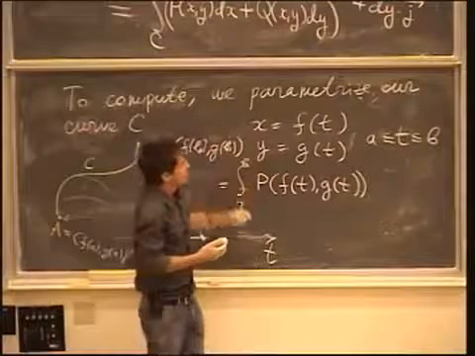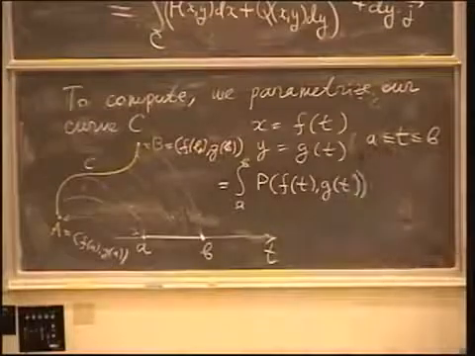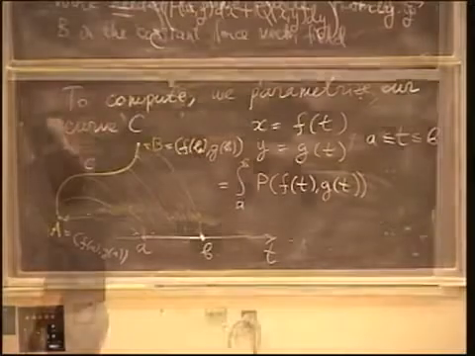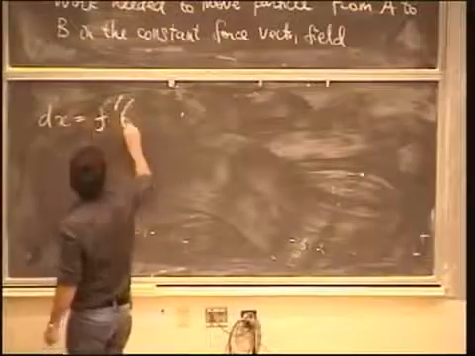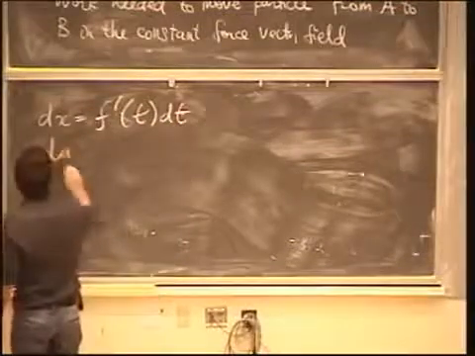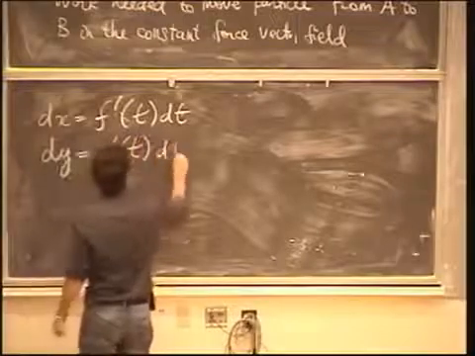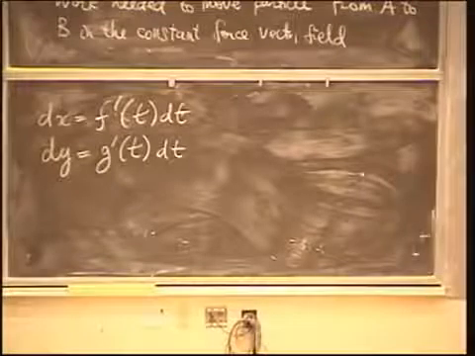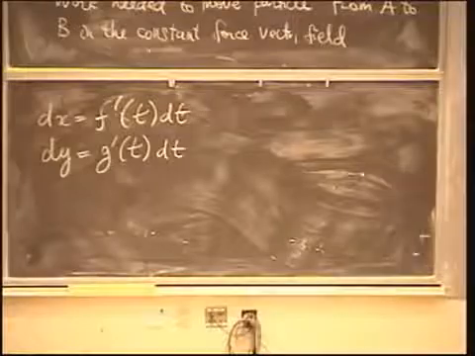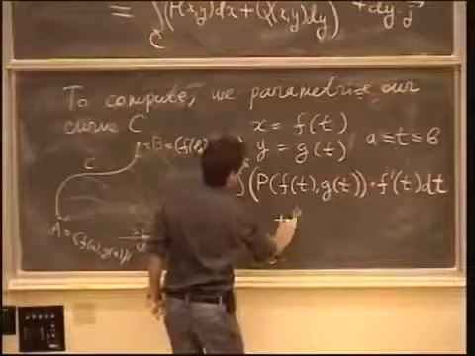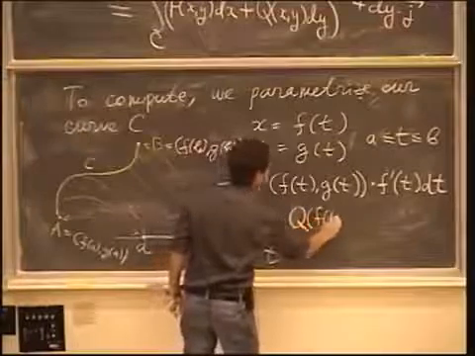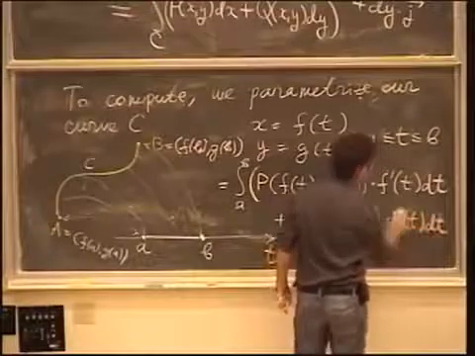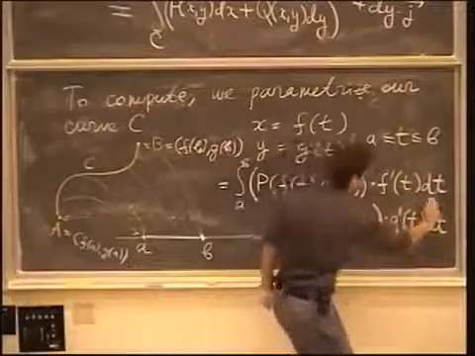But what is dx? Dx is, of course, just f prime dt, just by the usual formula. Dx is f prime of t dt. And dy is g prime of t dt. So I replace this dx by f prime of t dt. And then I write the second one, which is q of f of t, g of t times g prime of t dt. And I close the bracket.